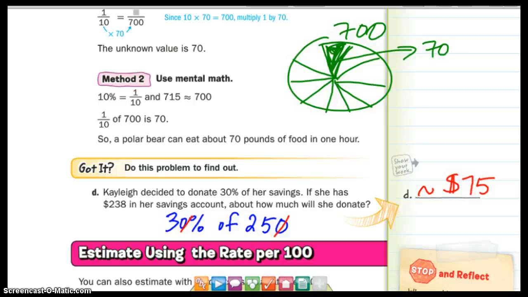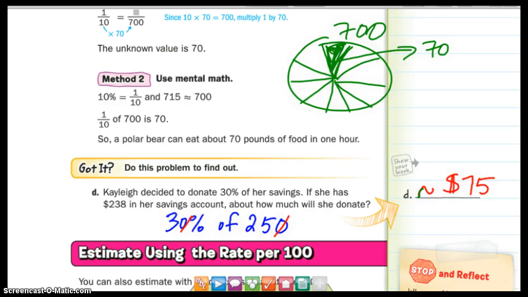Did you get what I got? I got about $75. And again, in my case, I had 30% and I had $238. I decided to round that to $250 because I know I can do quarters. I crossed out 2 zeros and then 3/4 is 75. So I said 75. Now, let's talk about this little squiggly thing.